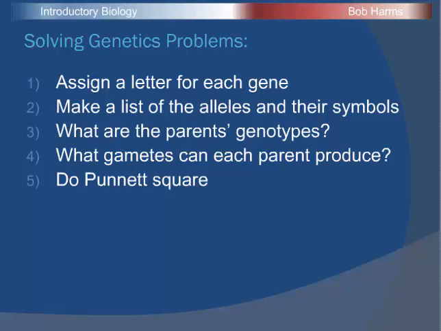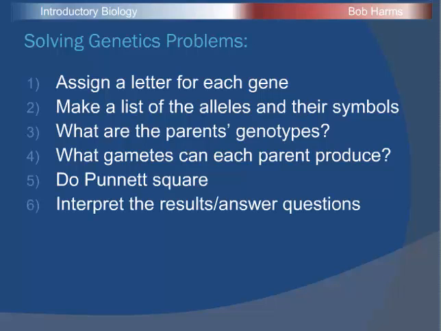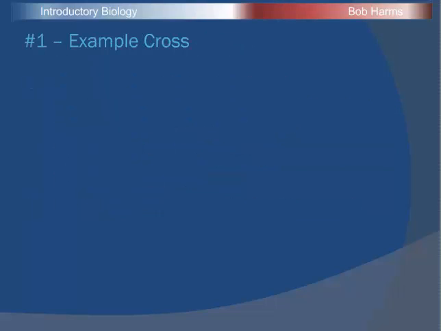Then you're going to do your Punnett square, and then you can go through the square like we just did with that last example and interpret the results: how many of each phenotype might I expect, and answer any questions that might be associated with the problem. So here's an example cross.